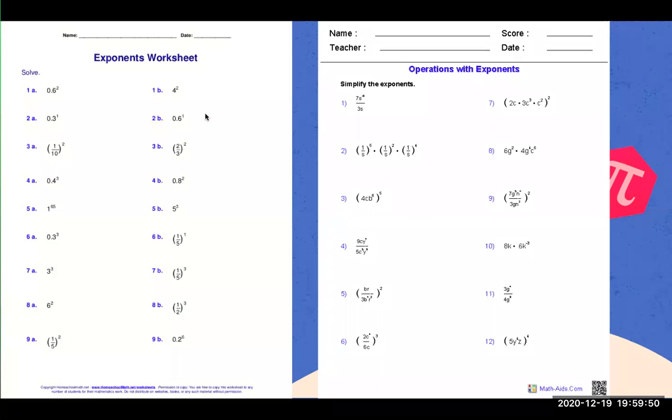Okay, so we have next class tomorrow, right? Yes. Okay, so we're not going to be going over this practice. We're just going to be looking at it. So basically, exponents worksheet. We're just looking at it, right?